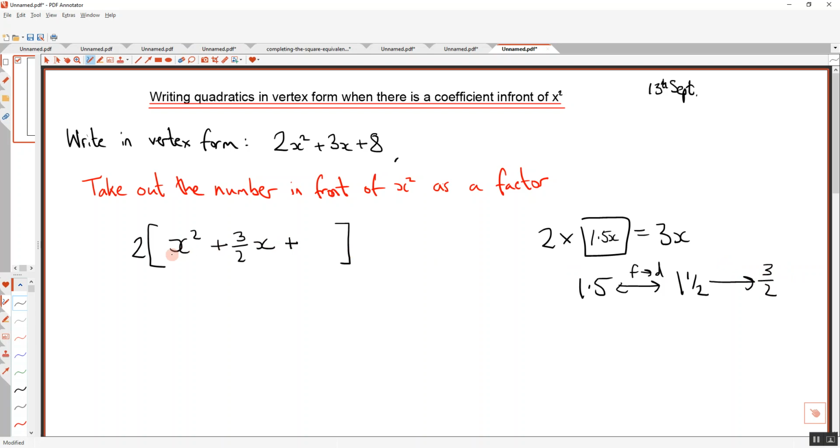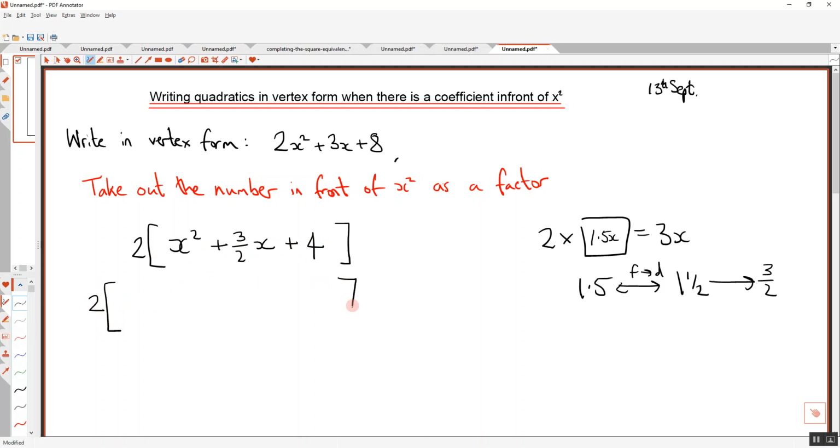2 multiplied by what gives me 8? So we get 4. When you get down to this step, you follow the previous method for everything inside these big square brackets, okay? But you have to keep writing down the number outside.